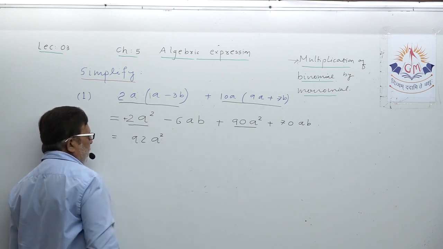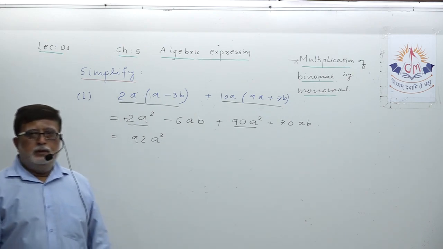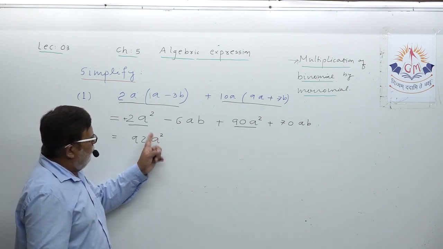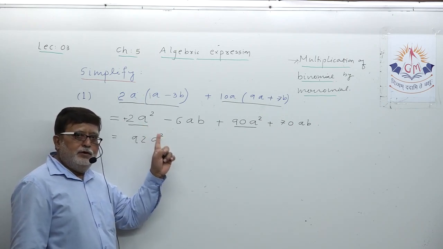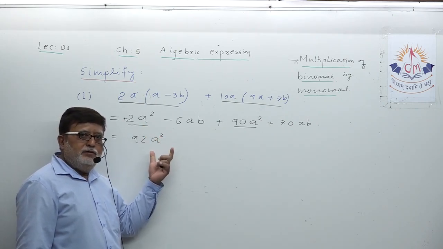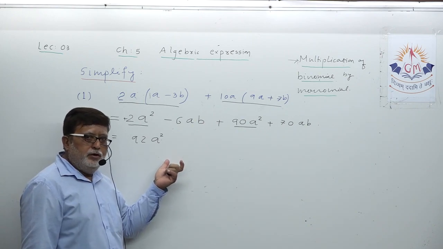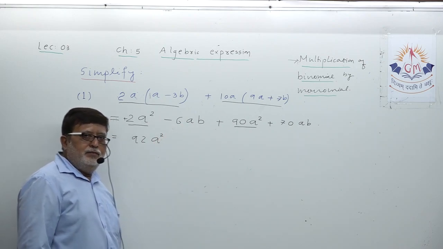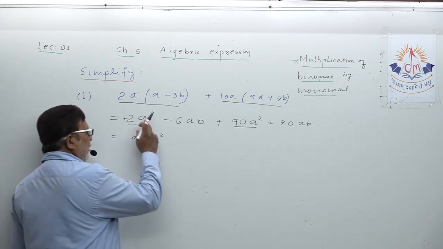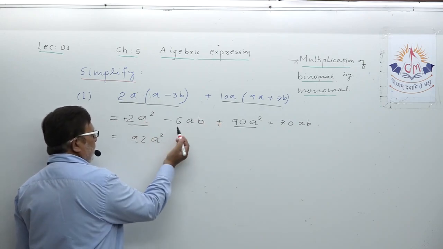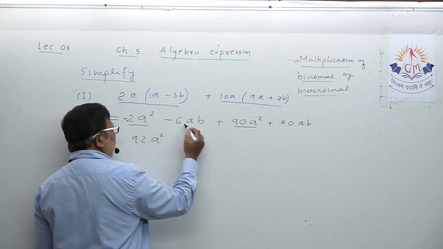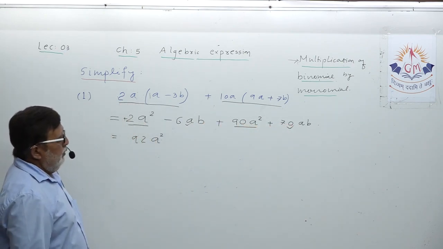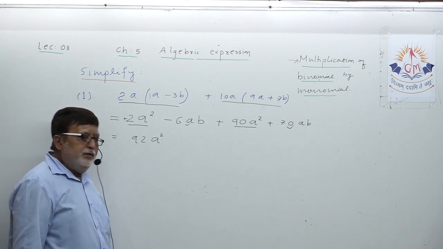Here dear student, some students I have seen are making a minor mistake. They are writing a raised to 4, but here you are not actually multiplying. Here you are just adding and subtracting two terms. When you add and subtract two terms, no change in the power will take place. Be very conscious. A square, it will be a square. Now, another two terms, minus 6ab and 70ab.